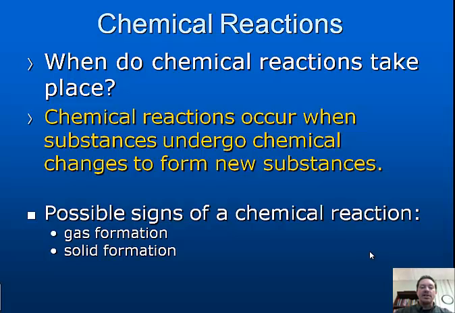Sometimes we get a solid that forms. We call this a precipitate. So sometimes we have two solutions, we can mix them together, and then we can get either a white solid that forms, or maybe the solid is a different color.